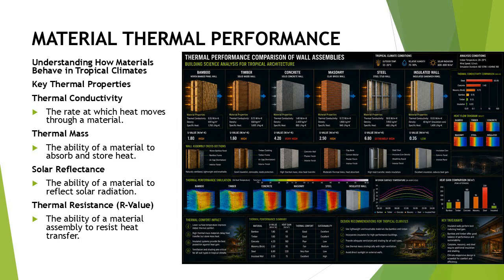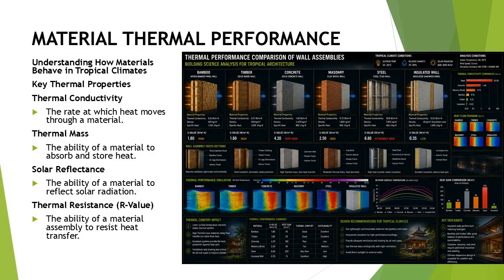Materials with high conductivity transfer heat rapidly. Materials with low conductivity transfer heat more slowly. For example, metals generally conduct heat quickly. Insulation materials conduct heat slowly. The second property is thermal mass. Thermal mass refers to a material's ability to absorb and store heat energy. Materials such as concrete and stone possess high thermal mass. Materials such as bamboo and lightweight timber possess lower thermal mass.